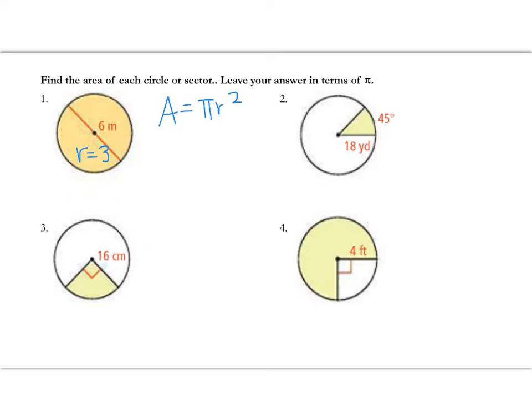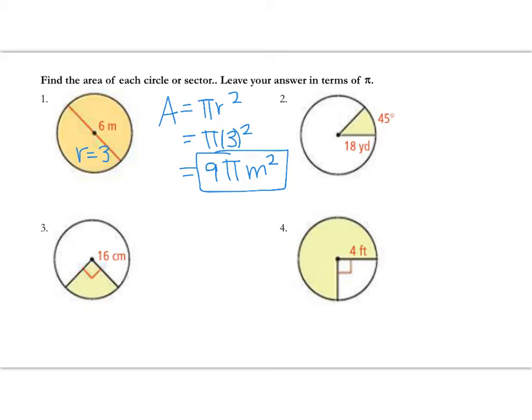So the radius would be half of that, it would be 3. So that's going to be pi times 3 squared. And you're just going to square the 3, not the pi. And you'll get 9 pi meters. The meters are squared today because we were doing area. We're talking about the amount of space that's inside. So you need to make sure you put square units on all the area ones today.